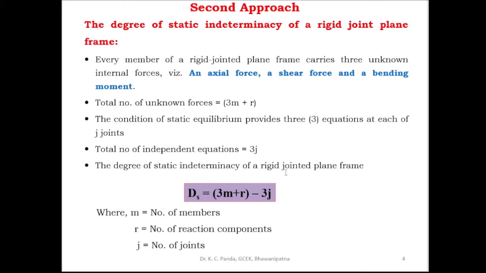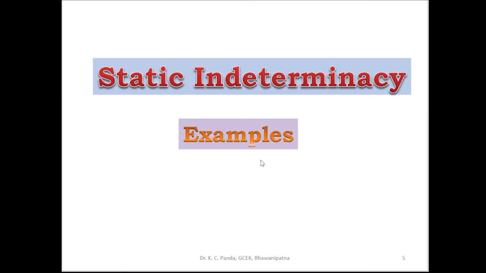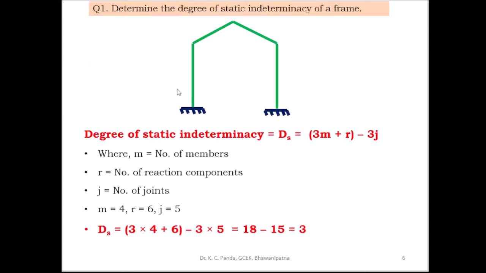So using these two approaches, the degree of static indeterminacy of a rigid jointed plane frame can be determined. Then coming to some examples. In the first example, determine the degree of static indeterminacy of a frame. This is the frame, and here this is one support and this is another support. Both supports are fixed supports.